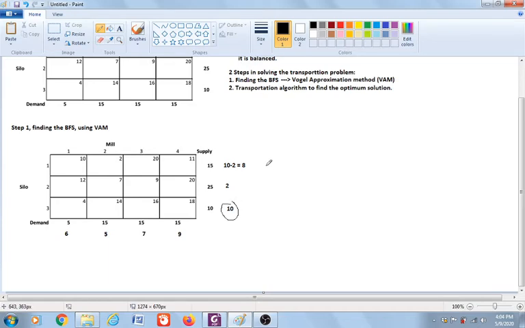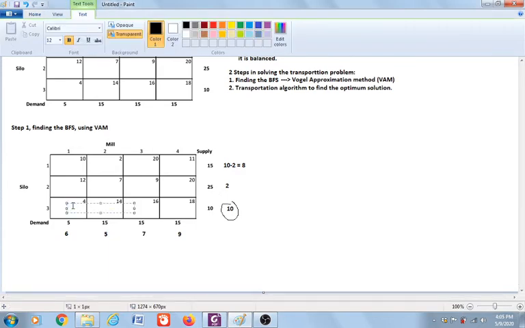Then, in the row with the biggest penalty, we need to find which cell has the smallest cost. This is the cell with the smallest cost, that is 4. And then we need to allocate as much of our supply as possible to this cell. The supply is 10, but the demand is only 5. So we can only allocate 5.